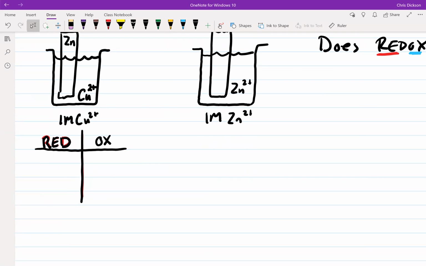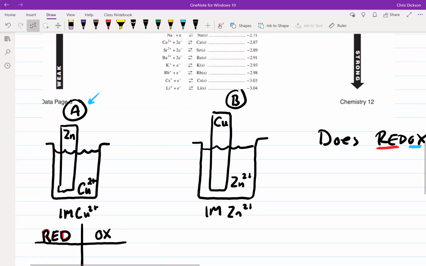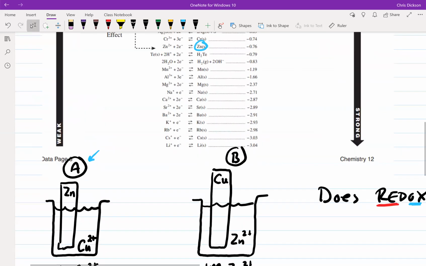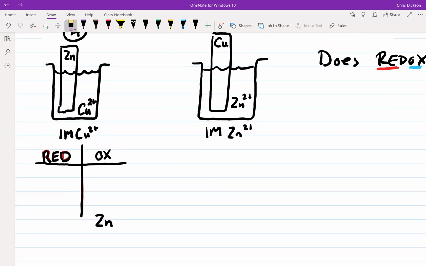So on the data table, I had zinc metal, which was quite far down. And notice that was on the right-hand side of the table. So that's zinc metal, that can get oxidized. And then I had the copper ions that were actually above that on the data table. And I believe this one was 0.34, and I think that was 1.4.